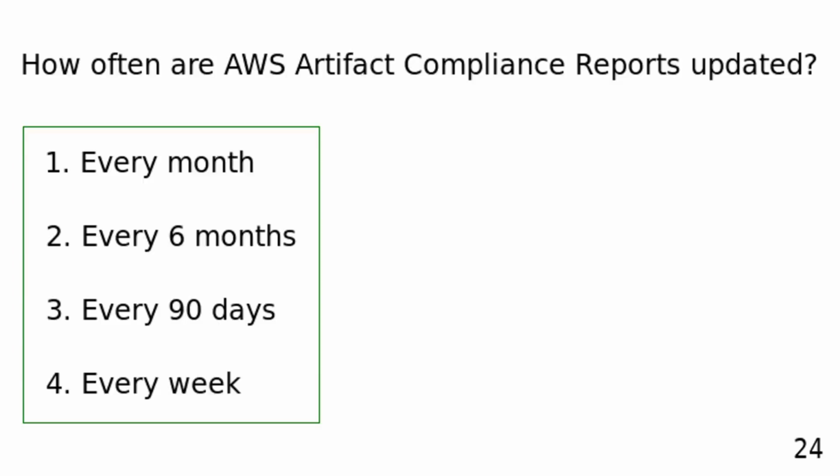How often are AWS Artifact compliance reports updated? Every month. Every 6 months. Every 90 days. Every week.